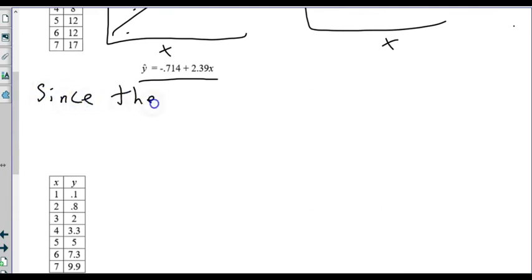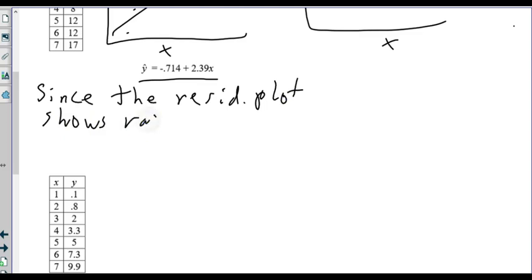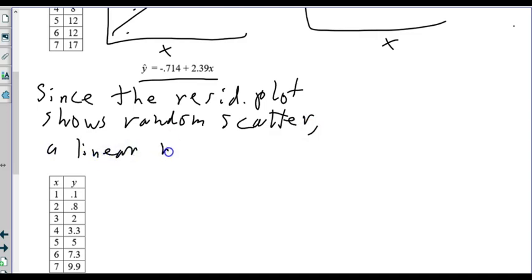Since the residual plot, and you can abbreviate resid if you want, shows random scatter, a linear model is appropriate. And you can abbreviate appropriate if you want, or don't put too many P's in there. Very simple sentence. Since it's random scatter, we can use a line, basically, is what it's saying.